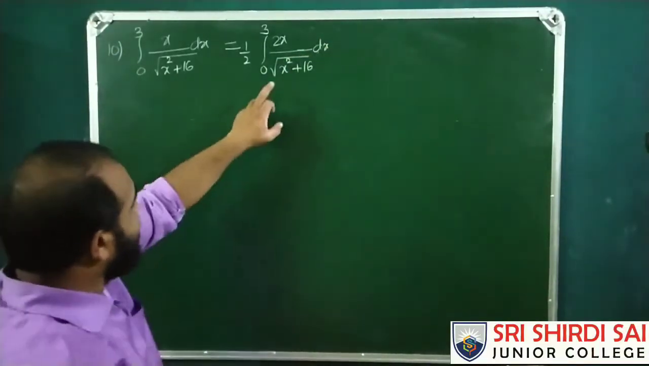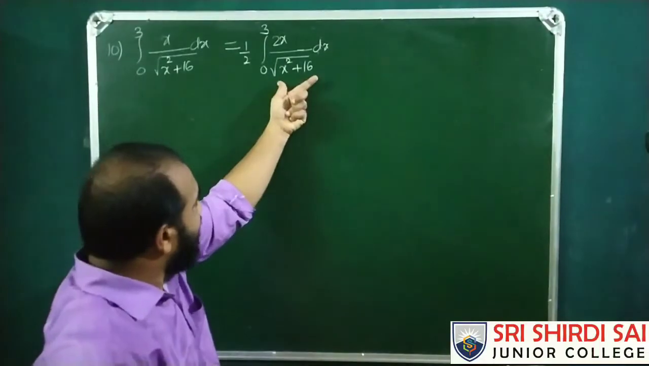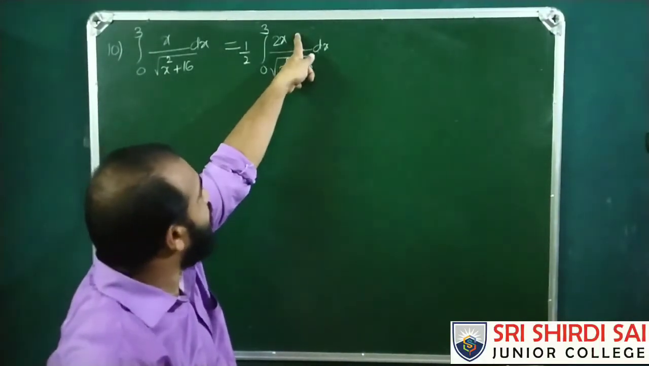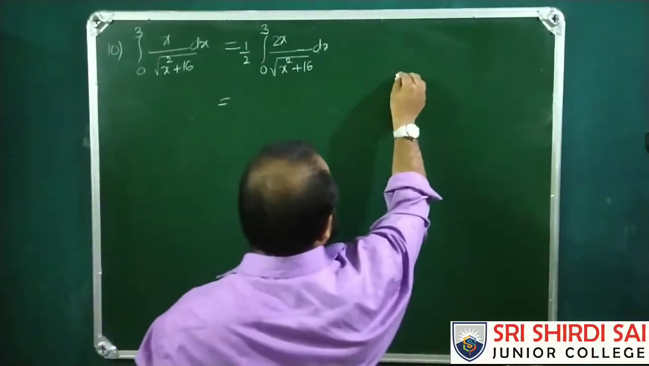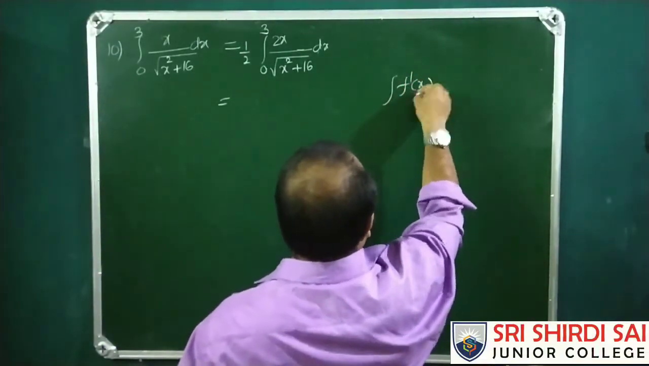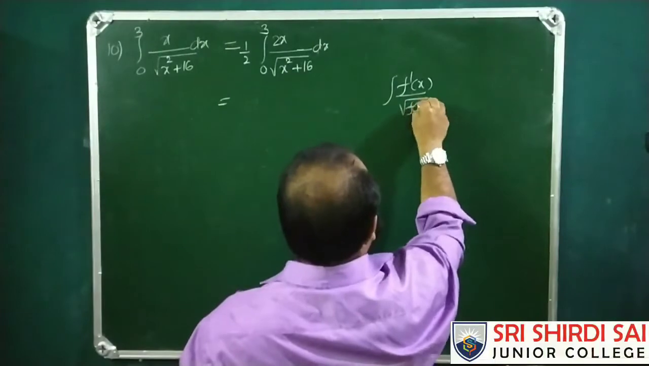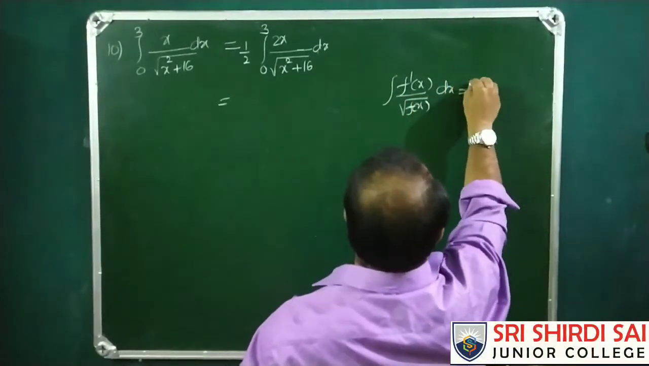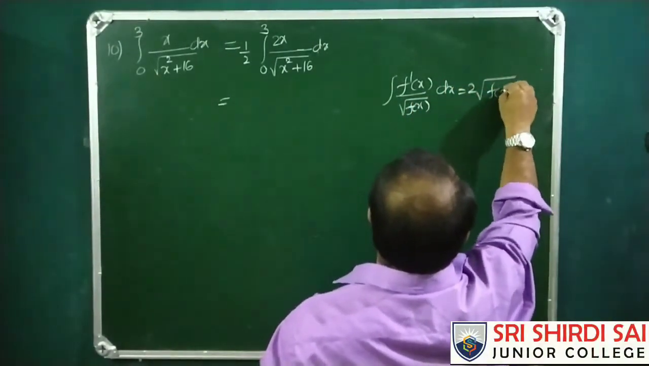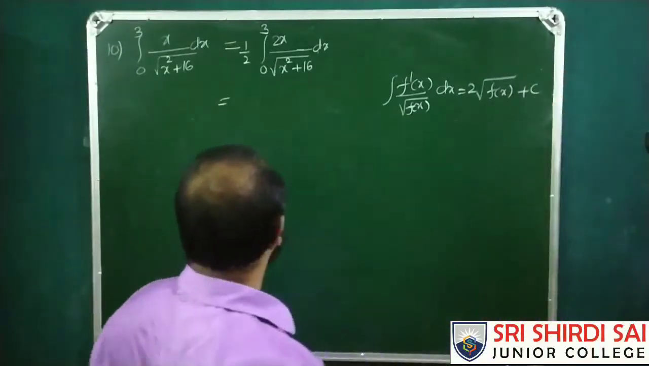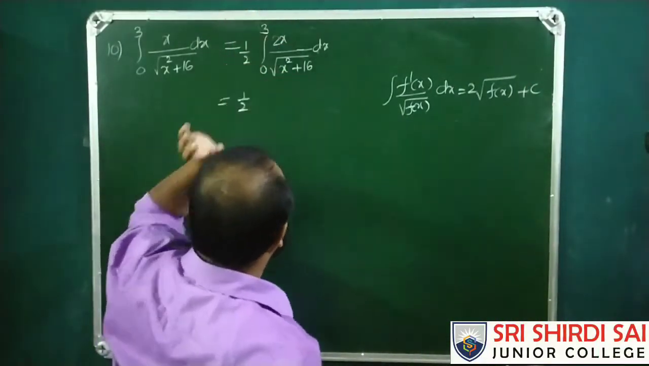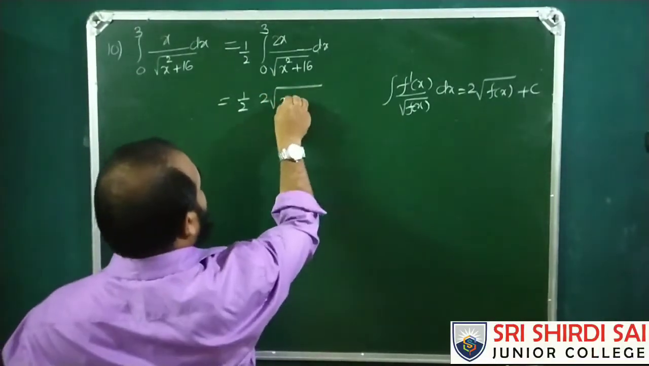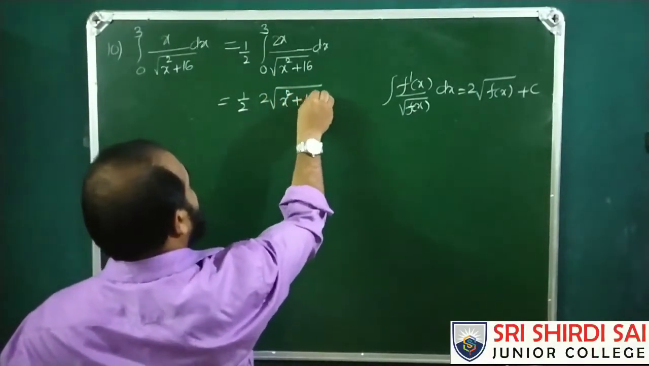So x square plus 16 is f of x. Its derivative is situated in the numerator. The integral of f dash x by root f of x dx is 2 root of f of x plus c. So here 1 by 2 into f dash x by root f of x gives 2 root of f of x, that is 2 root x square plus 16.